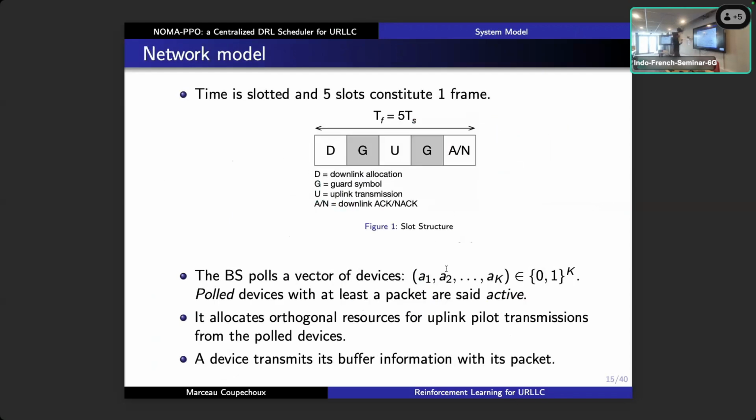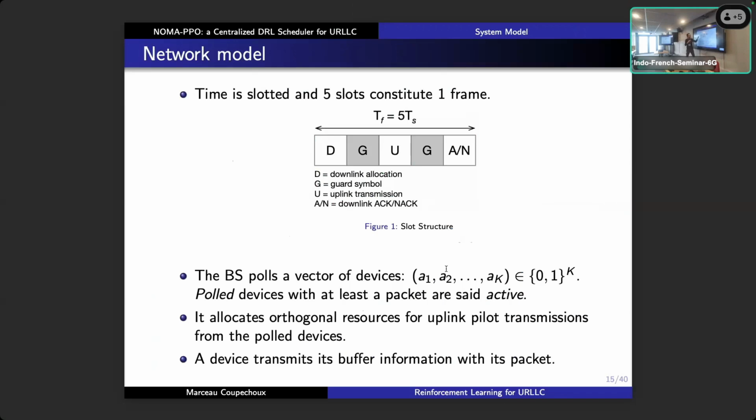So this is the network model. We try to be a little bit realistic, but you can judge. We have time frames. We have a downlink slot during which the PS polls the devices. So what is the action space? It's a 0-1 vector of dimension K. And while polling the device, you allocate some pilots.